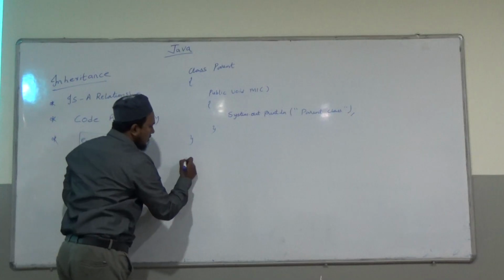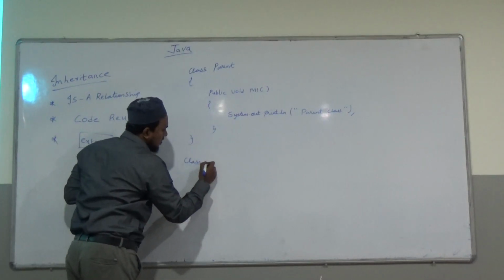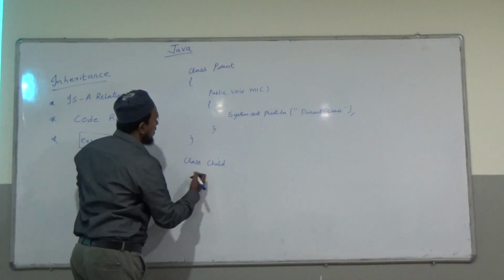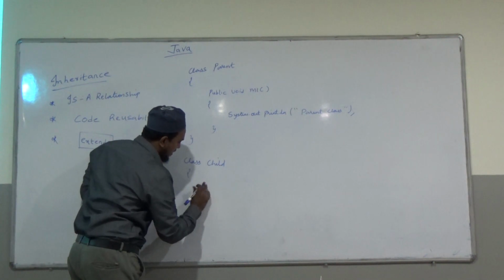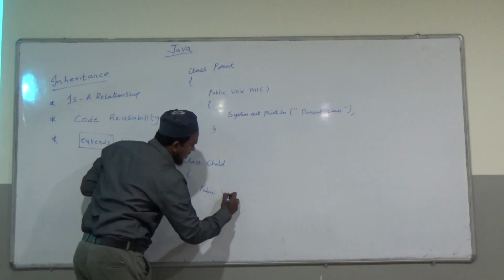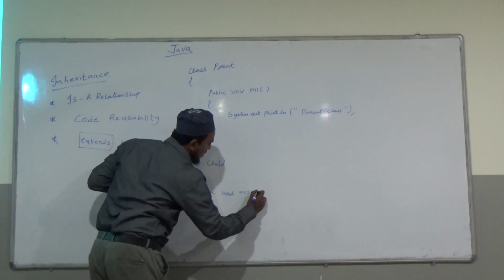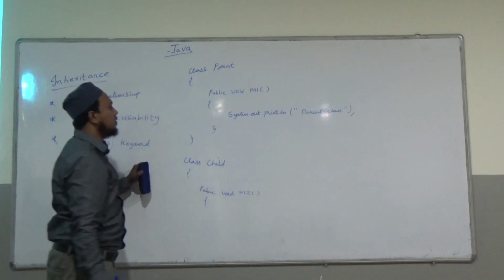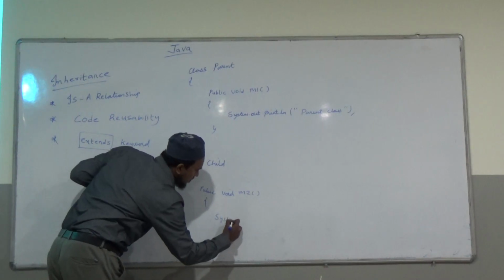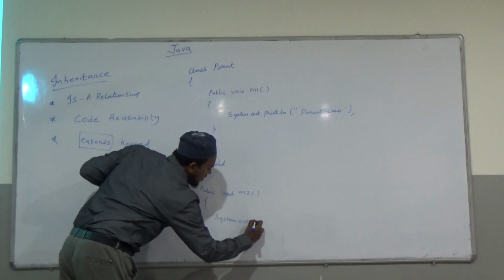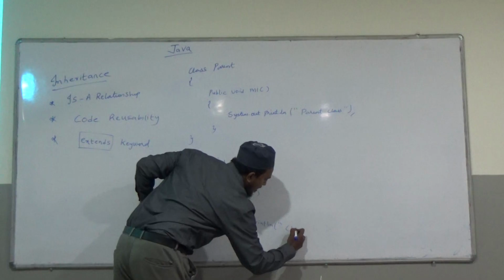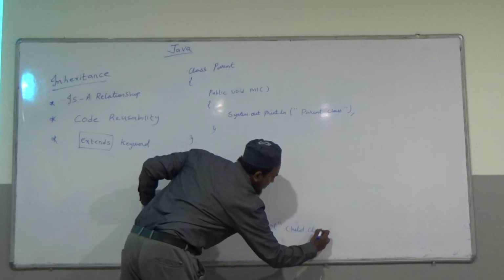Now I will take one more class. Here I will write one more method: public void m2 method. Here I will print once again System.out.println. Here I will write it as "child class".